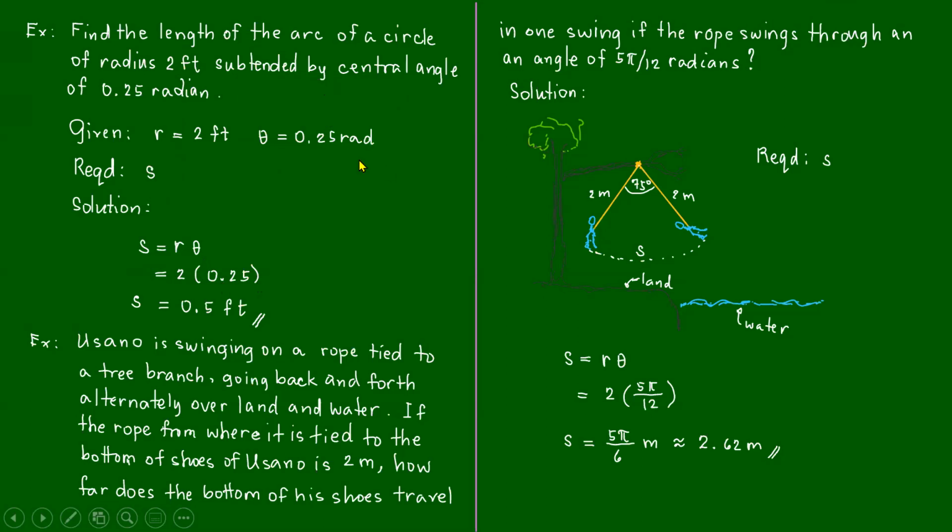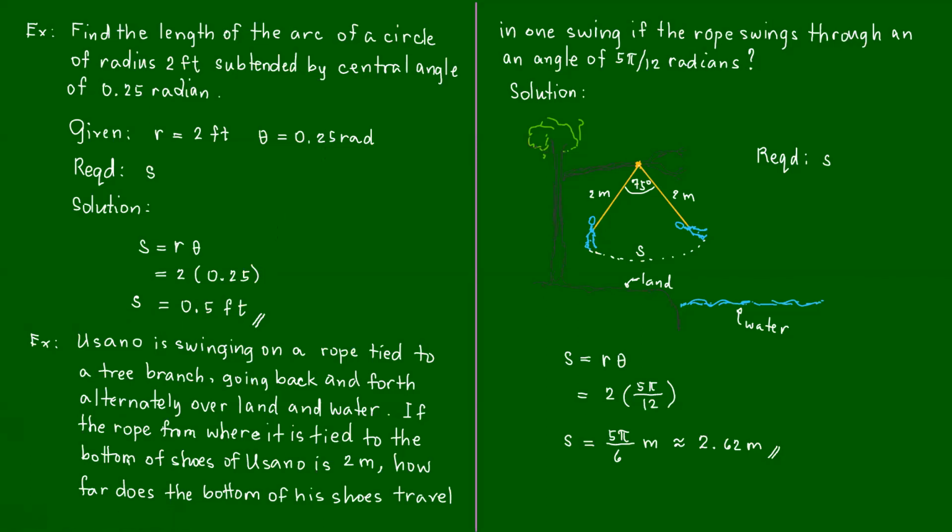0.25. You omit the unit radian if you are computing S. Do not include the radian anymore; we take the numerical number only. The unit for S is in terms of feet. So S is 0.5 foot. Okay, so that is the length of the arc. What about the second problem?